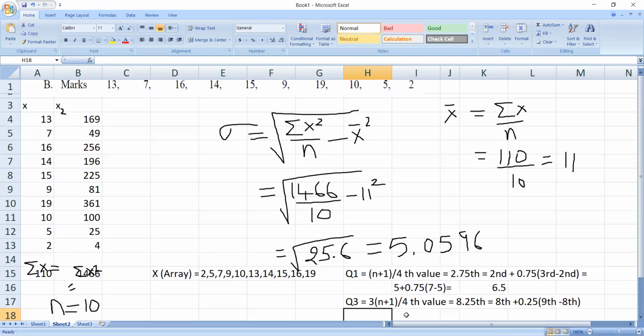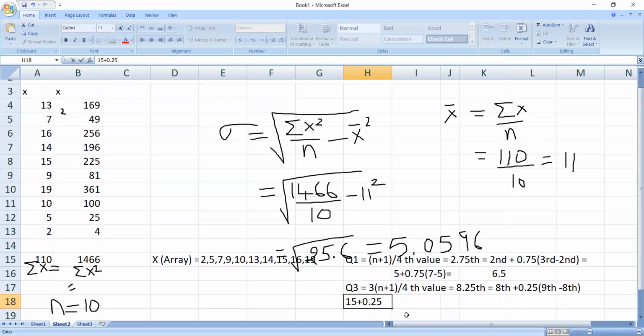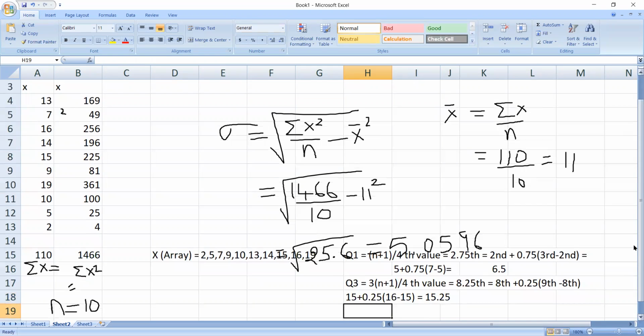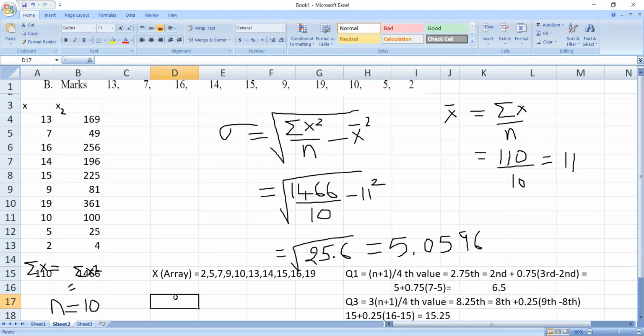3 times 11 by 4 is 8.25. When we expand that we get 8th value plus 0.25 times 9th minus 8th value. The 8th value is 15, so you will have 15 plus 0.25 into 16 minus 15, 16 minus 15 is 1, 1 into 0.25, so Q3 comes to 15.25. Okay, now once you have your Q3 you can compute QD. QD is equal to Q3 minus Q1 divided by 2, which comes to 15.25 minus 6.5 divided by 2. It comes to 4.375.